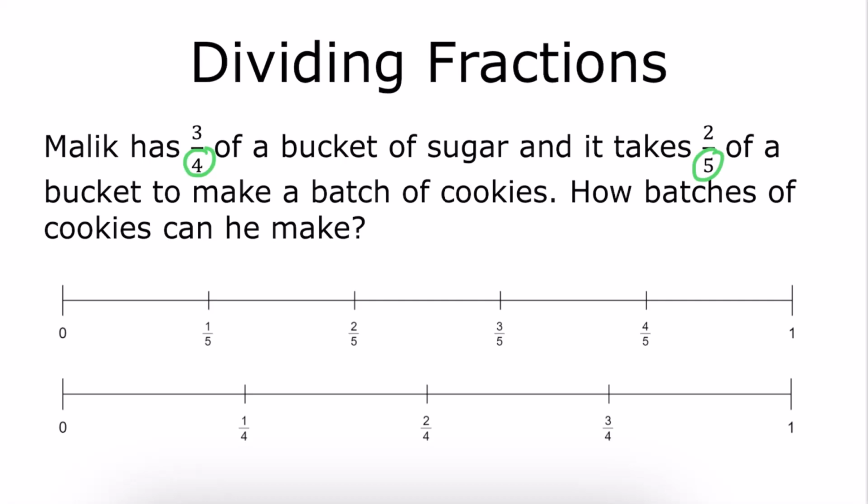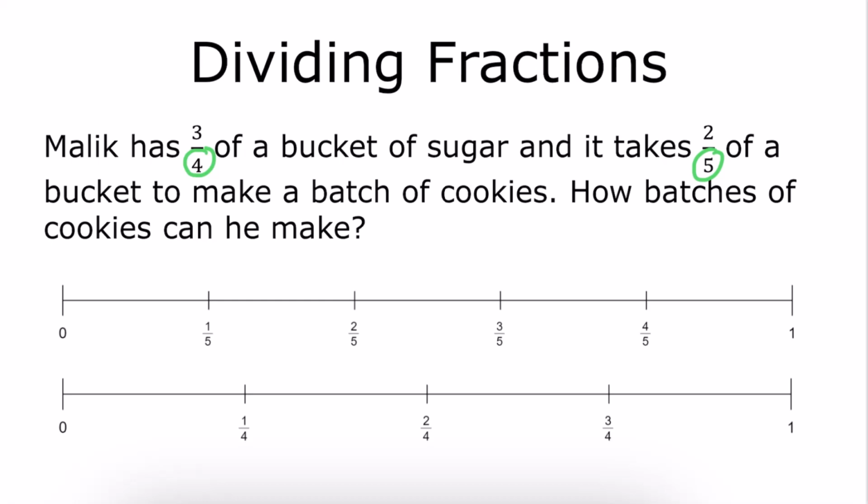So in this case, we have Malik who has 3/4 of a bucket of sugar, and it takes 2/5 of a bucket to make a batch of cookies. And the question is how many batches of cookies can he make? So again, your students may come up with lots of different strategies, and you should encourage them to find those strategies because that will help them build their conceptual understanding.